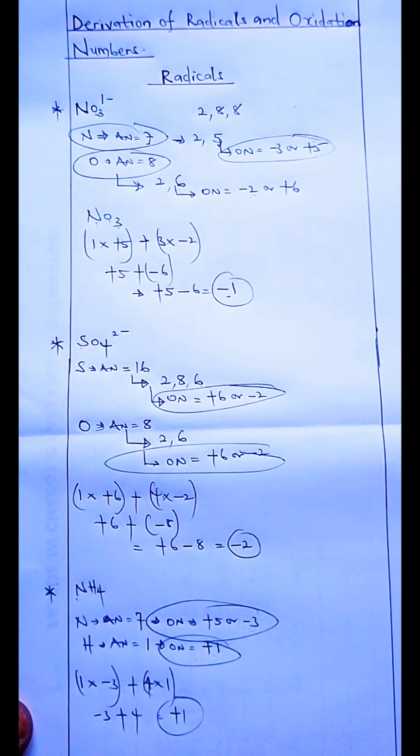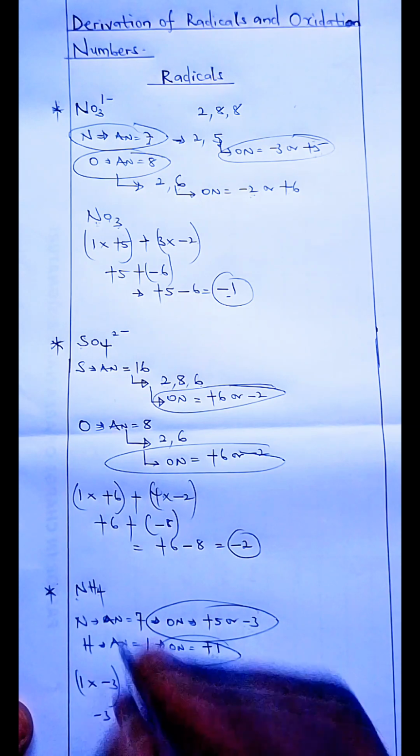So it means ammonium is a positively charged ion. This is a cation, positively charged.